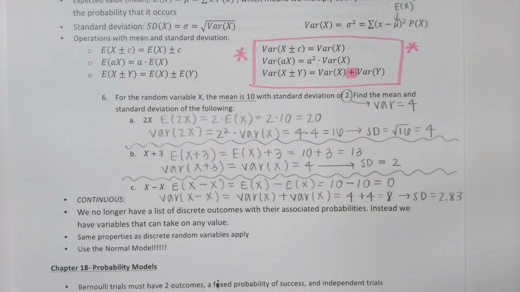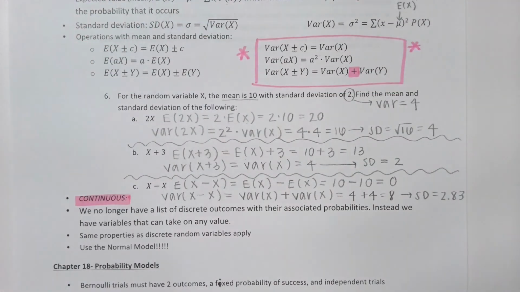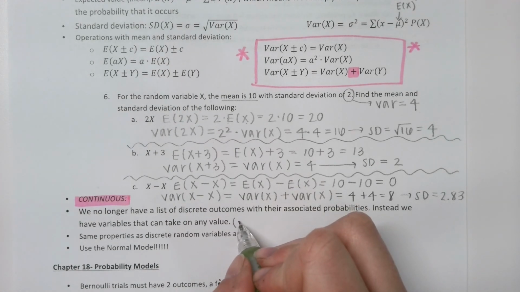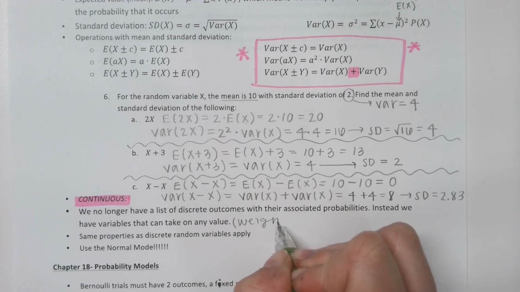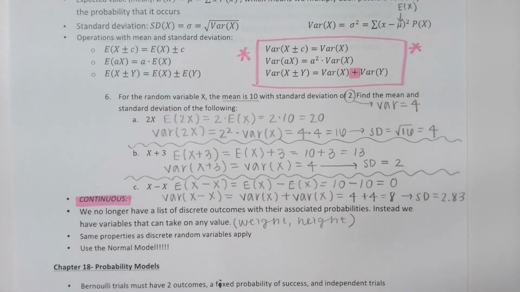Okay, after discrete random variables, we looked at continuous. With continuous random variables, you no longer have a list of these outcomes and each of their probabilities. Instead, you're going to have variables that can take on any value. For example, you might have weight, you might have height, but it's impossible to make a list of all of the weights, all of the heights that have ever existed. I mean, we can be very, very specific. There's no way we can make a list.